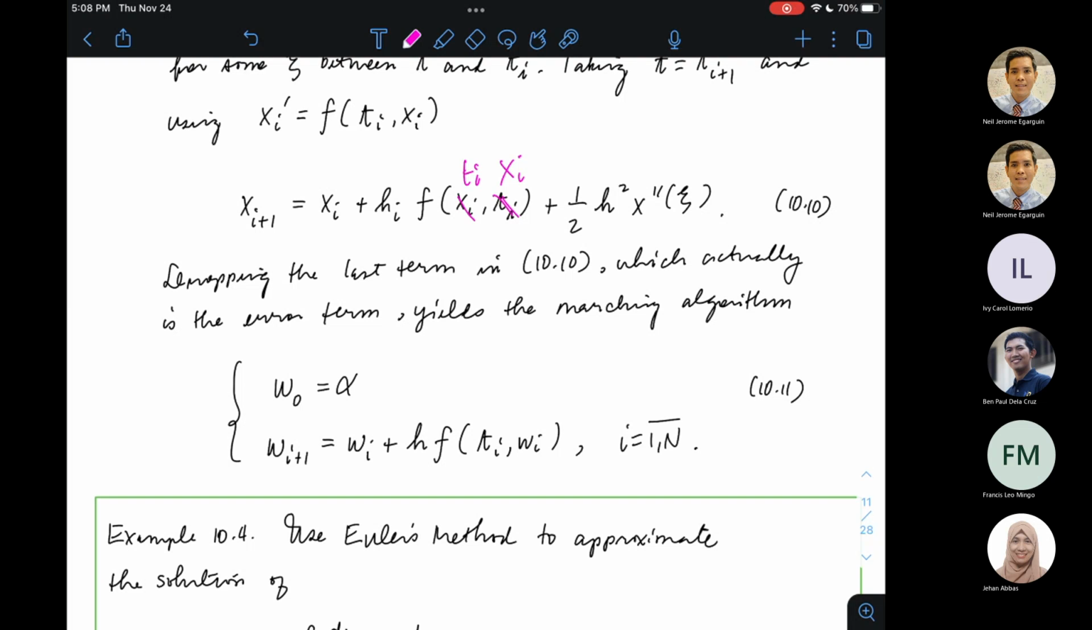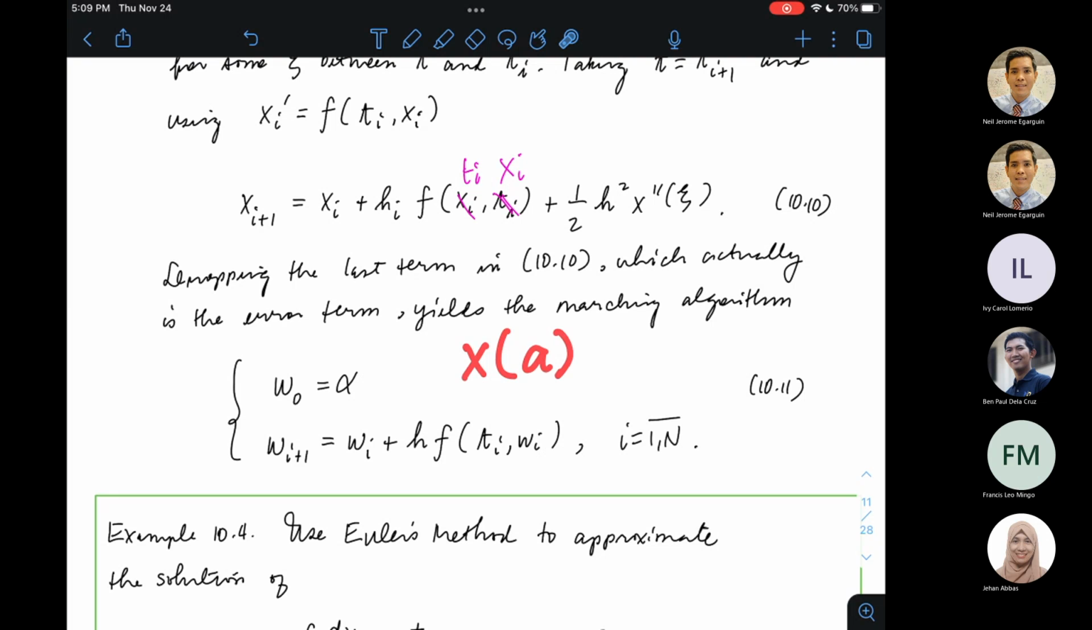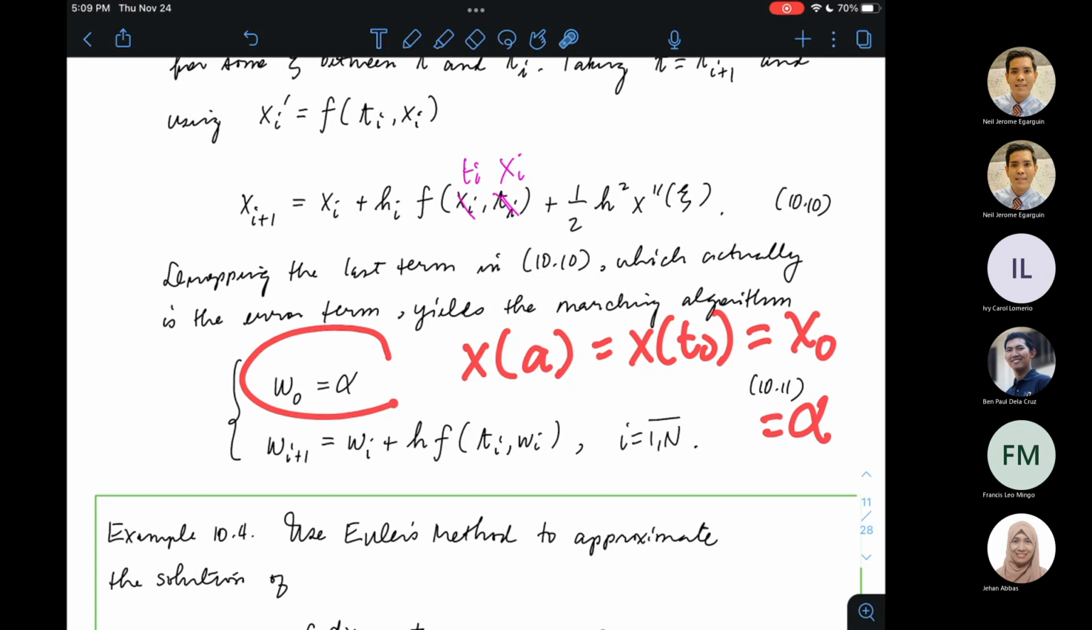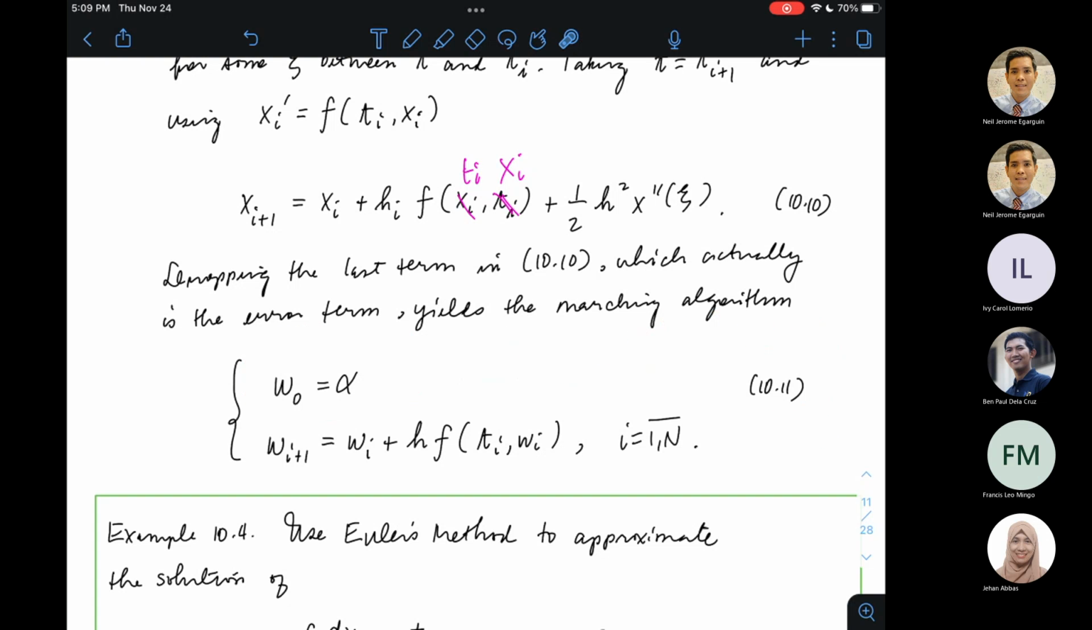So, nagkaroon ka na dun ng discretization error, tapos we will compound it a little bit because we don't know all of the x sub i's. Pero meron tayong isang alam na eksaktong x sub I. Alam ko yung x sub 0. Kasi dun sa problem, given yung x of A, which is x of t sub 0, by our shorthand notation, that's x sub 0, and this is equal to alpha. And that would be our starting condition.